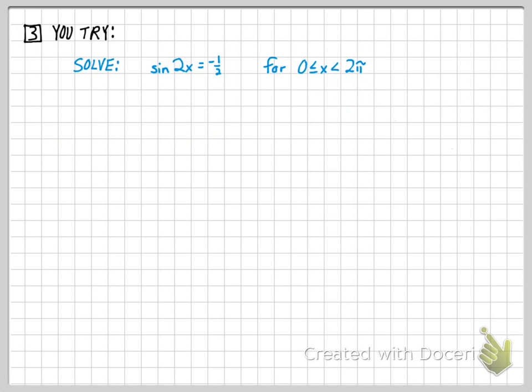Alright, this is a you try. Think about all answers in this window where the sine of 2x equals negative 1/2. Think that over and give your answers.